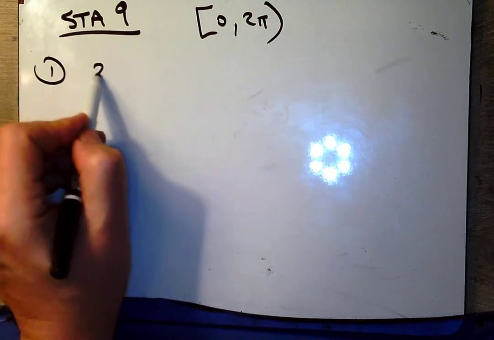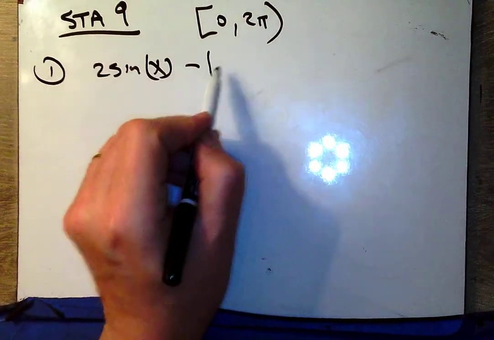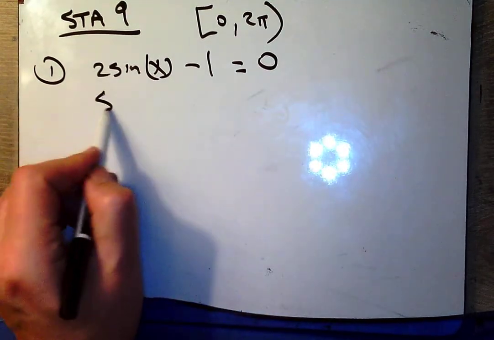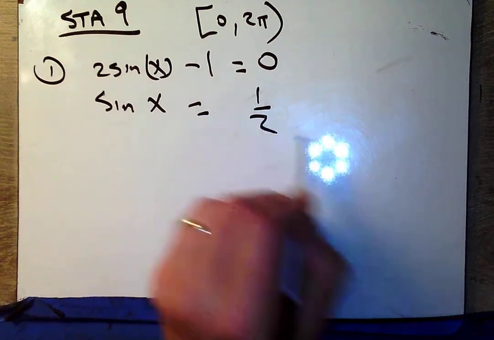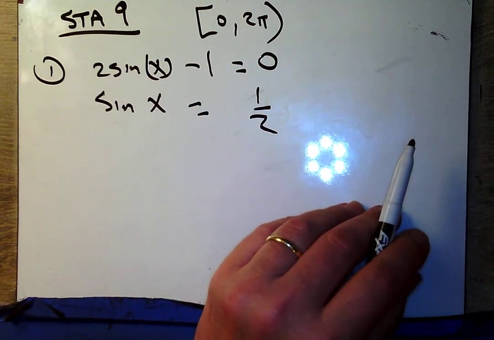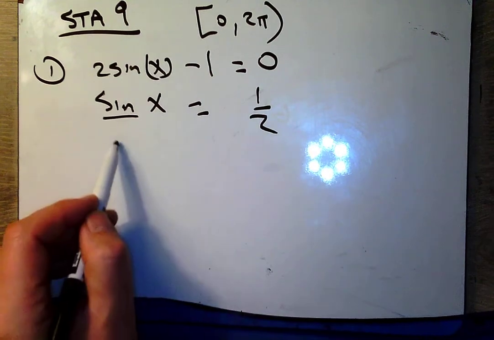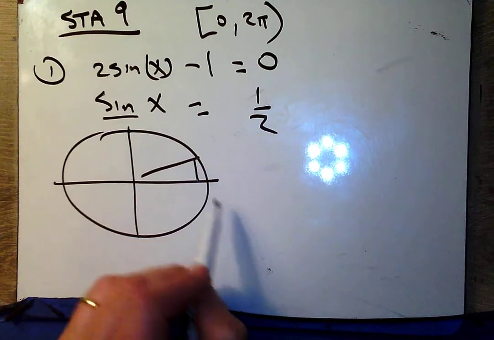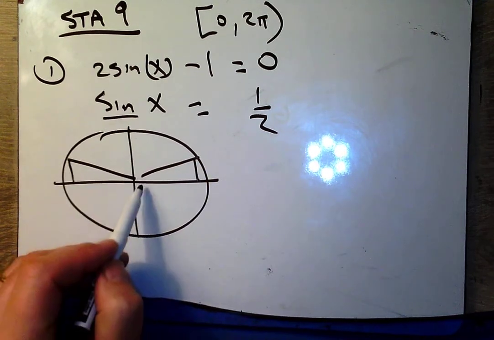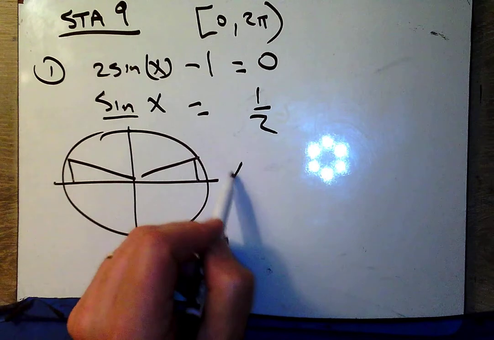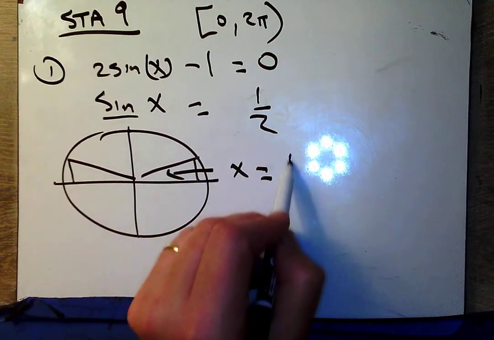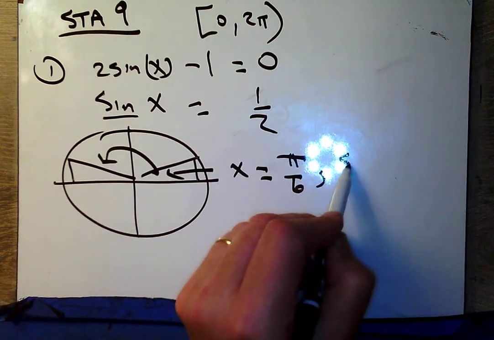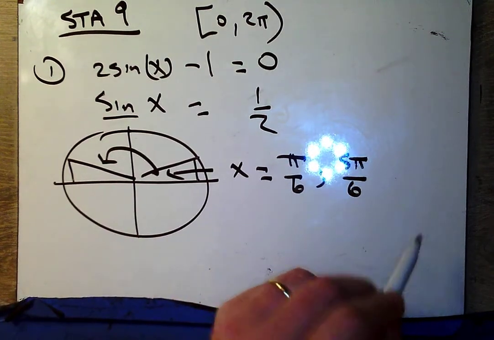And number 1. 2 sine x minus 1 equals 0. Oh, we saw this station before, but it was all solutions. This shouldn't be so bad for us. Now we just want the solutions on 0 to 2 pi. I know sine is the y value on the unit circle, and the y value is equal to 1/2 here and here. So what angles are we talking about? Well, this one is pi over 6, and this one is 5 pi over 6. And those are my answers.